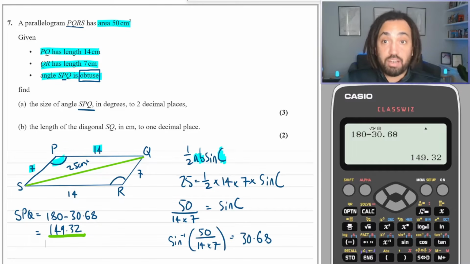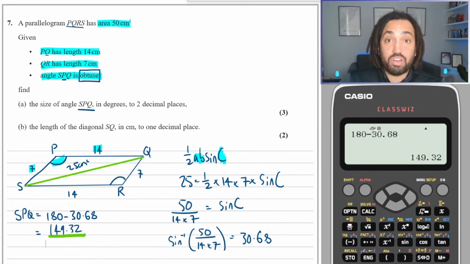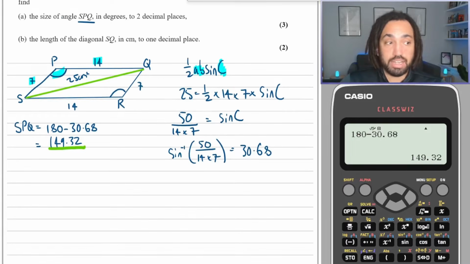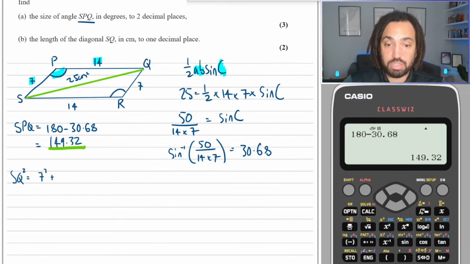Okay, so always be careful when doing the sine rule or finding an angle using sine, because there can be two answers, one acute, one obtuse. Okay, now we're asked to find the diagonal SQ, and I'm going to do that using the cosine rule. So SQ squared is equal to 7 squared plus 14 squared minus 2 times 7 times 14 times cosine of that angle in between them.